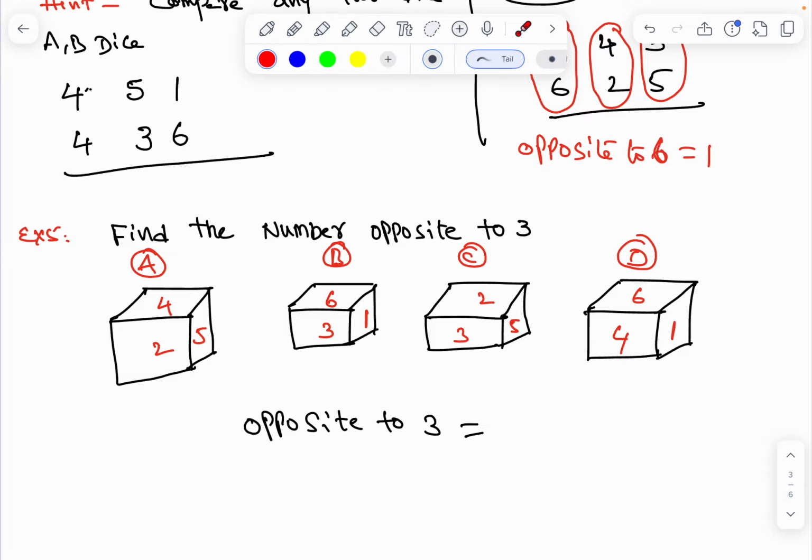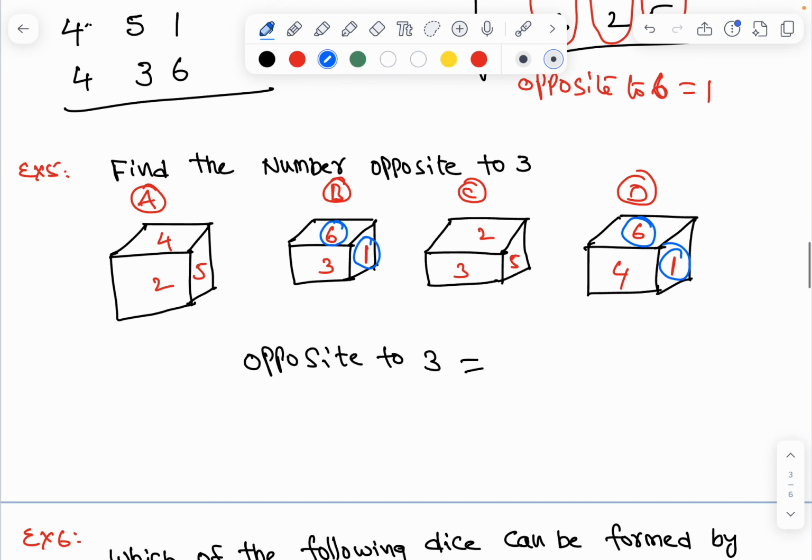Why B and D? Because you can observe here 6 and 1 are common in B and D dice. 6 and 1 are the same. Therefore, opposite to 3 is 4. This is the answer. Opposite to 3 is 4. Simple. According to rule 2.